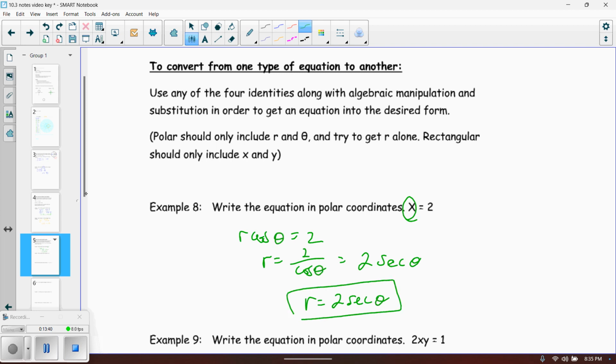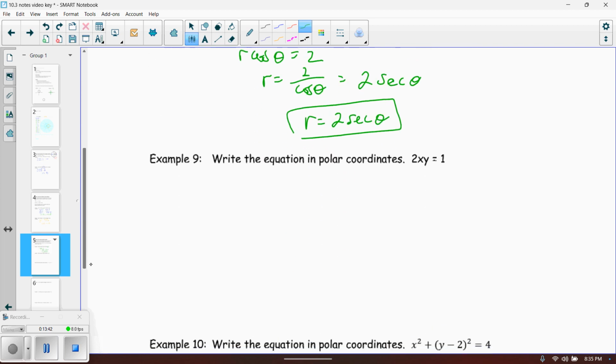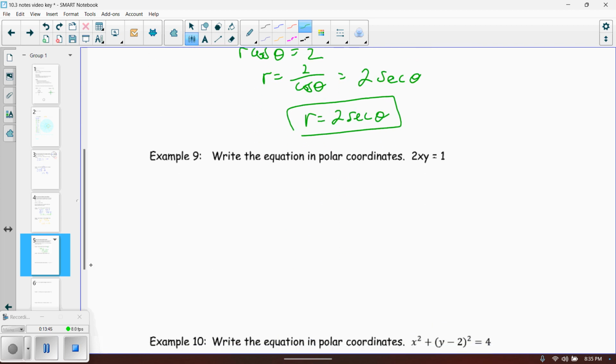All right, number 9, same idea. Write the equation in polar coordinates. So I've got 2xy equals 1. The easiest thing to do might be just to go ahead and divide both sides by 2 first. So all I have left on the left-hand side is xy, although it's not necessary. But now I can replace x with r cosine theta, and I can replace y with r sine theta.